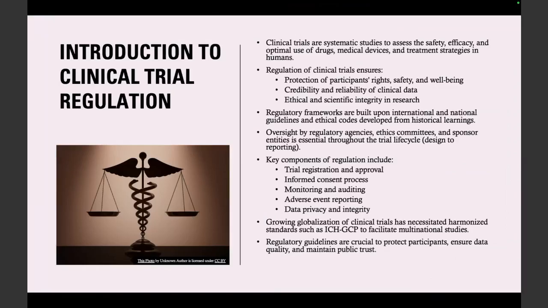Regulatory frameworks are built from painful historical lessons. We will discuss a few case studies in the next slide. How these guidelines are built, and regulations include proper approvals, informed consent, data integrity, safety reporting, and transparency. Transparency in clinical research is very, very important. The PI should be transparent with the patient, or the sponsor should be transparent with the patients. Moreover, with many trials now being global, GCP is essential so that our country's data is accepted globally. So, move to the next slide.